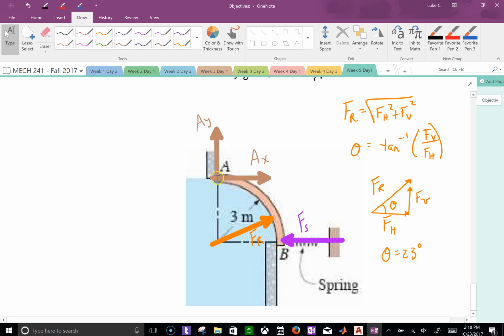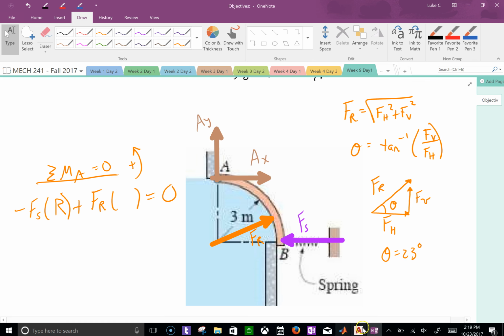So what we need to do is take a moment at A and set it equal to 0. We'll pick our positive direction to be like that. So the easy one is the spring force times 3 meters, or the radius, because it's just a perpendicular distance away from A, so it's just 3 meters. Then this is F of R. This distance is the hard part, because we need the perpendicular distance from A right down to here.